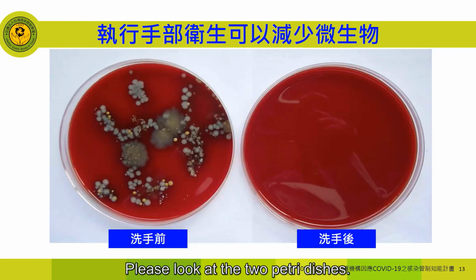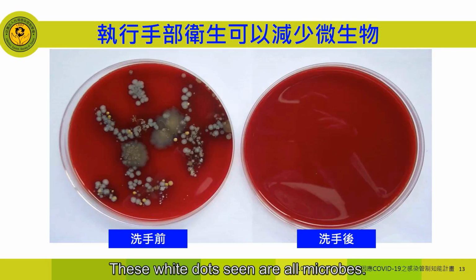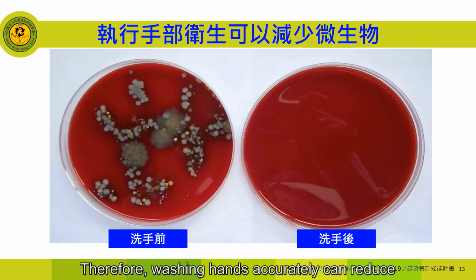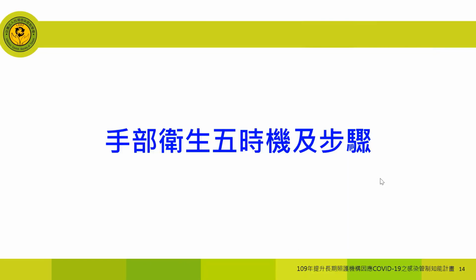Please look at the 2 petri dishes. Before washing the hands, there were a lot of microbes on the dish. These white dots seen are all microbes, and after washing the hands properly, the dish is now dot-free. Therefore, washing the hands accurately can reduce the infection of microbes effectively.